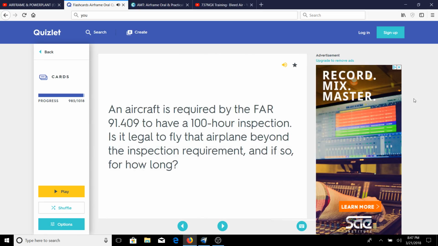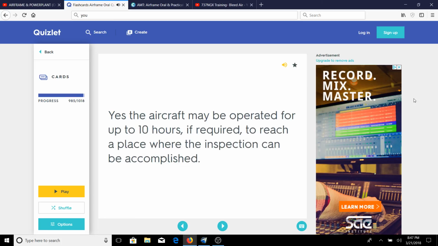An aircraft is required by FAR 91.409 to have a 100-hour inspection. Is it legal to fly that airplane beyond the inspection requirement, and if so, for how long? Yes, the aircraft may be operated for up to 10 hours if required to reach a place where the inspection can be accomplished.